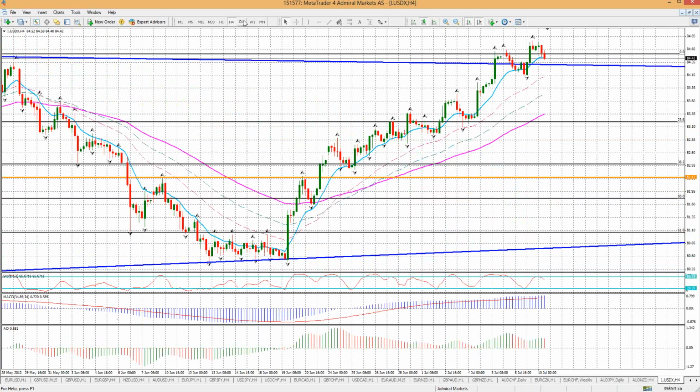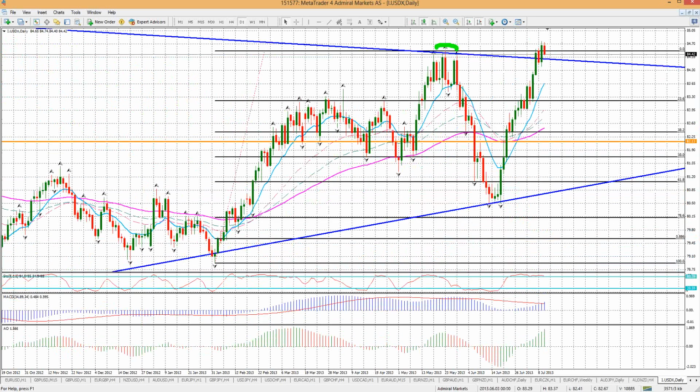Let's take a look at the dollar index. Dollar index, we've been pushing above this top. So let's see, is it a break, hook back, continuation, or is it just a false break and we'll be right back in the trend line and going down again?